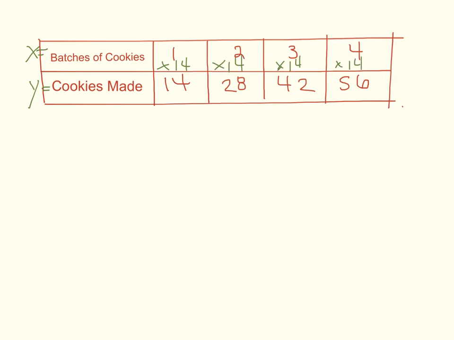So now that we know we need to multiply our x values by 14 to get to our y values, our equation's basically already written for us. It's just going to be 14 times x, or 14x equals y. You always want to make sure it works, which we already checked for all parts of our table. So we know that in order to find cookies made, our y value, we're just multiplying our batches of cookies by 14. Or another way to say this is that there are 14 cookies per batch.